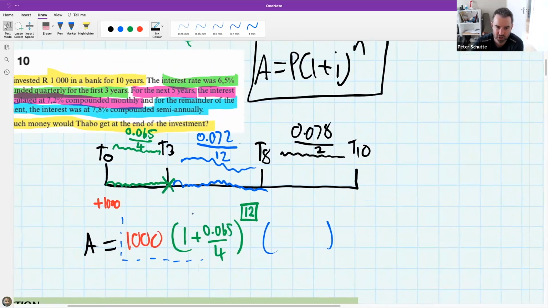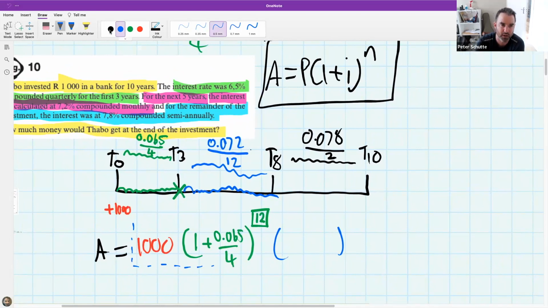Okay, I'm losing some of you. So just think about this. If you took your calculator now and you got a value, it's not wrong to get a value. In fact, I think somebody already has got it in the chat. I can even get it for you now. So I'll go 1,000 times 1 plus 0.065 over 4 to the power of 12. Now, the problem is you get like 1,213.4 and so on, and that's how much money you would have here.